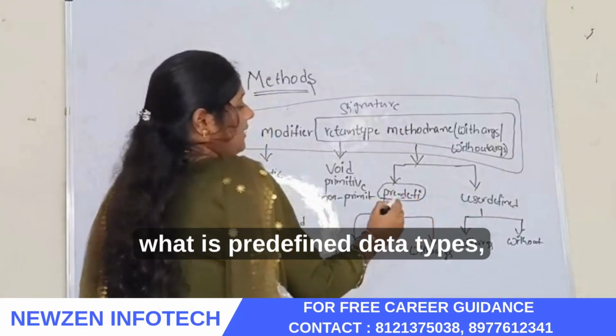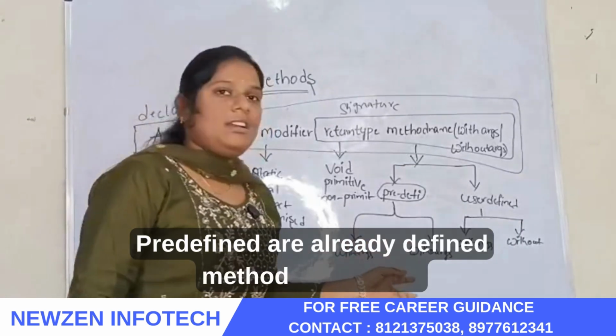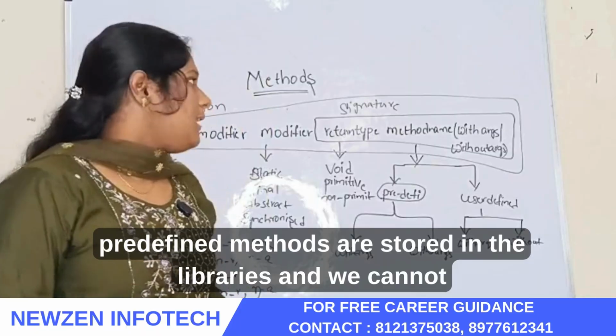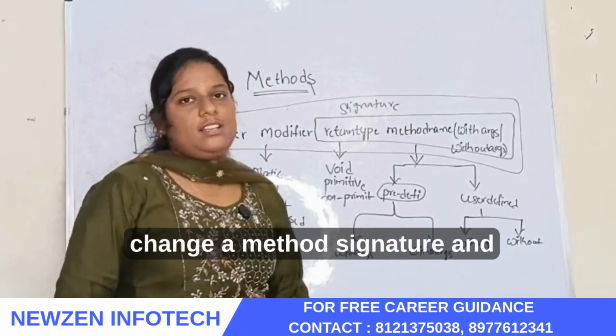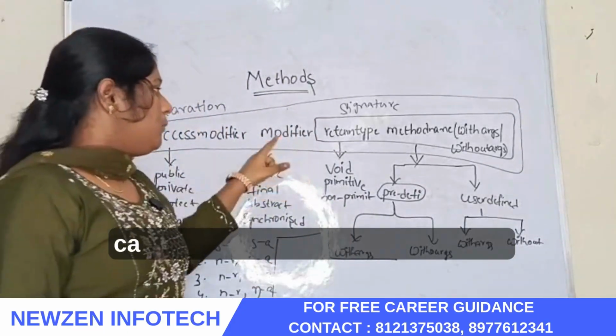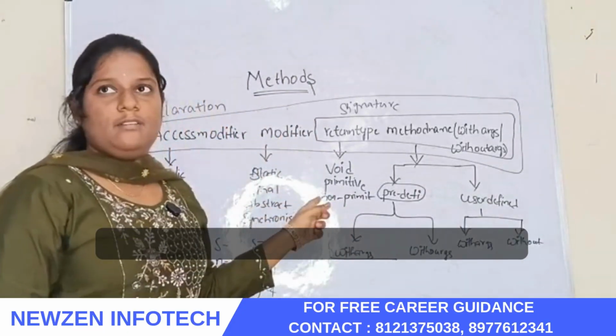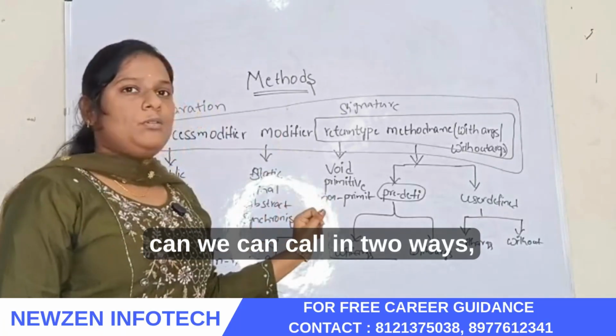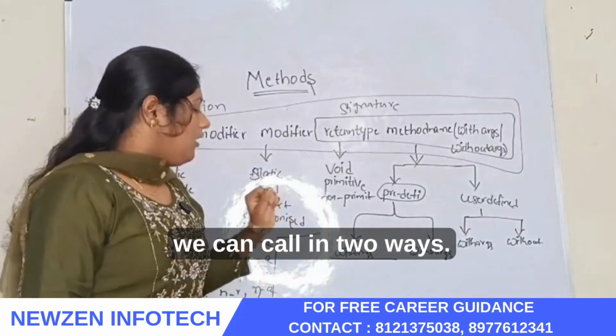What are predefined methods? Predefined methods are already defined methods, and these predefined methods are stored in the libraries, and we cannot change a method signature. And when the return type is void, we can call a method in only one way. When the return type is primitive, we can call it in two ways.